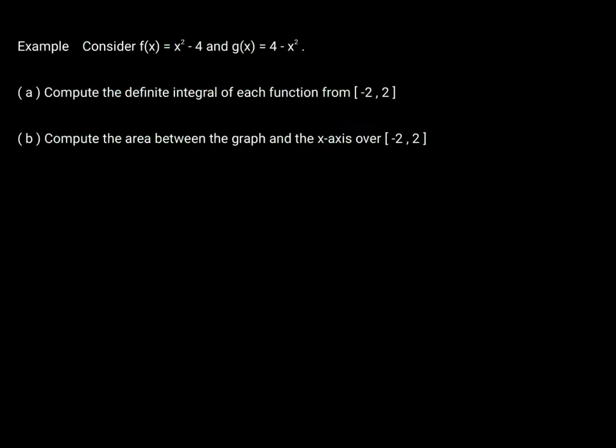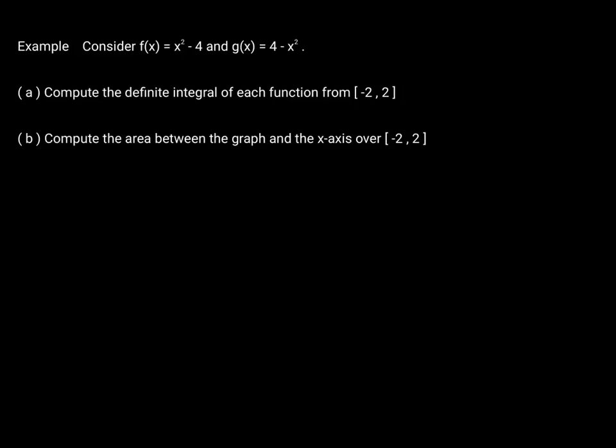Now this next example is really important. We want to consider two functions. First, f of x is equal to x squared minus 4, and g of x is equal to 4 minus x squared. Now, these are mirrored images of each other. The graph is a parabola, correct?